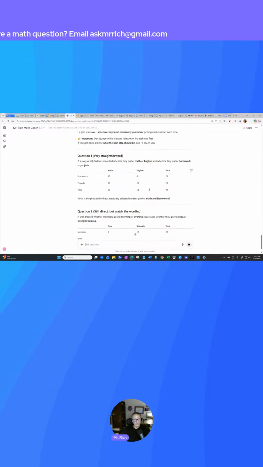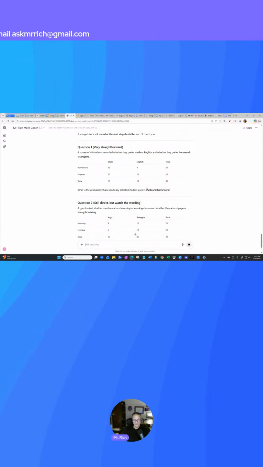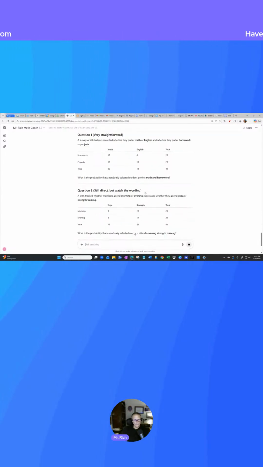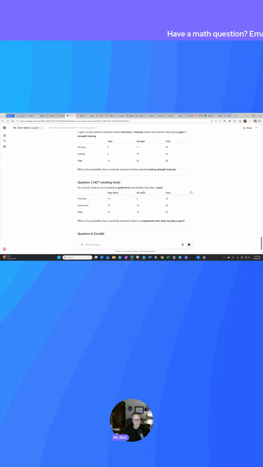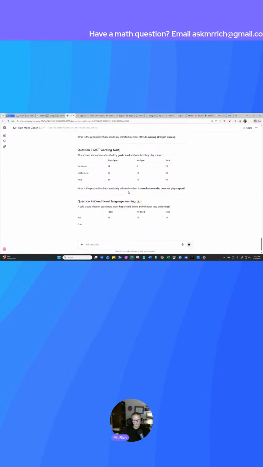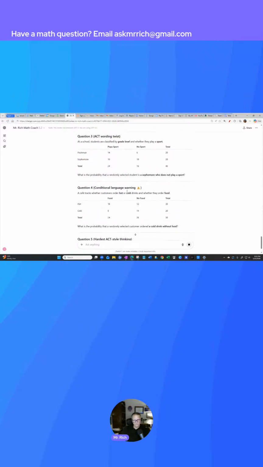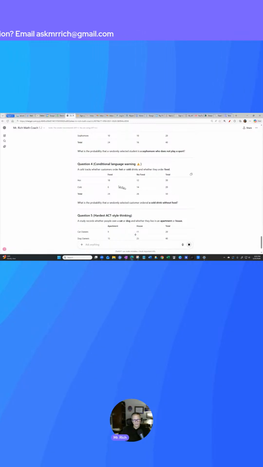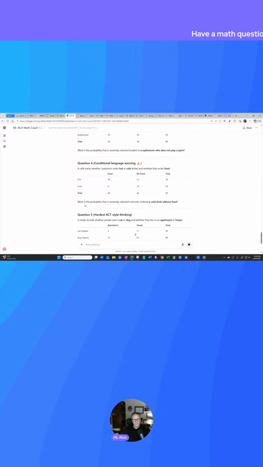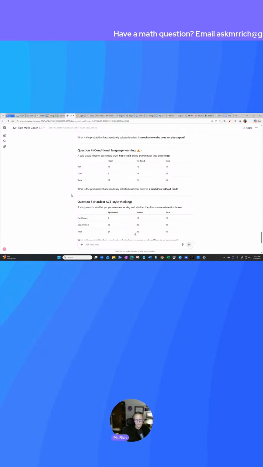There's question 1, very straightforward. Okay, and so it's giving us these different two-way tables. Let's go down to the very last one. I'll tell you what I like about this is that question 4 is what we call a conditional probability. So let's take a look.